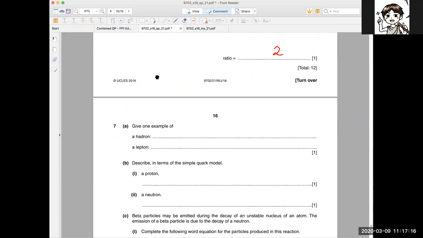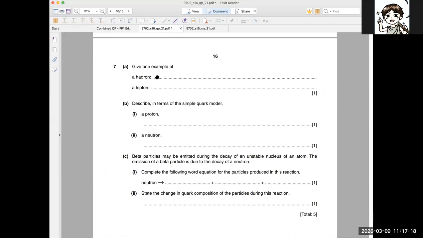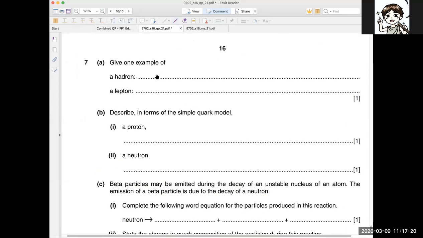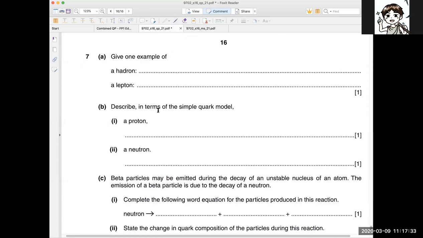No question? Let's go on to question 7. Give one example of a hadron: proton or neutron, the easiest example. Example of a lepton: electron, positron, neutrino.